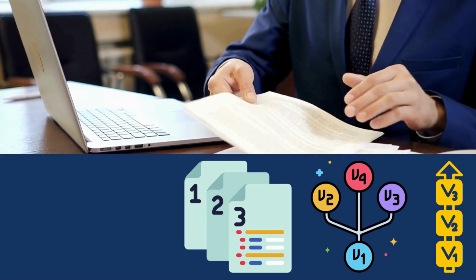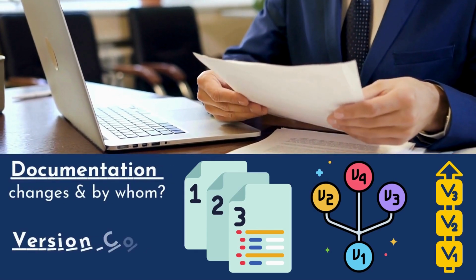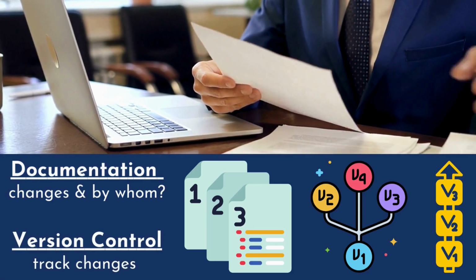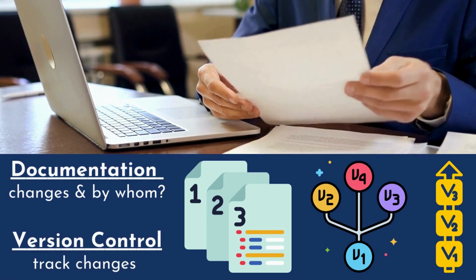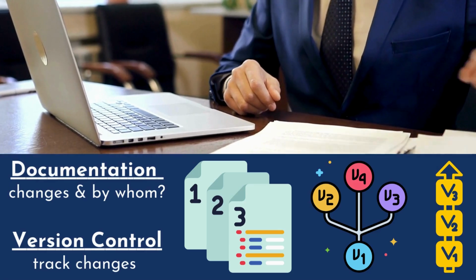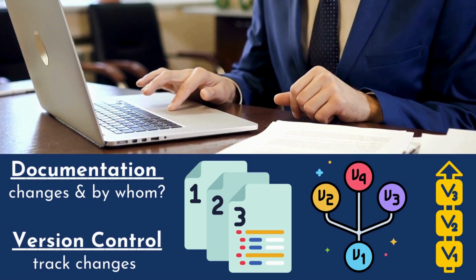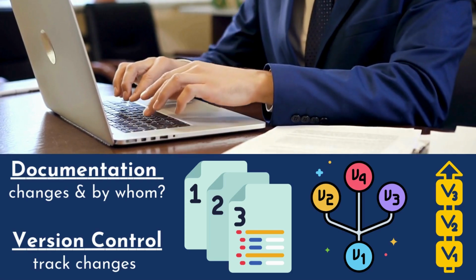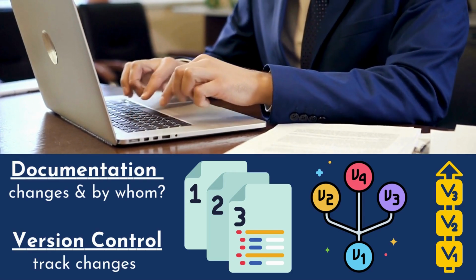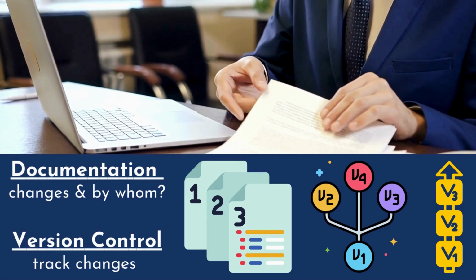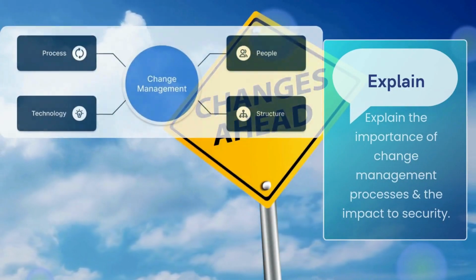Finally, documentation and version control are equally very critical. Documentation identifies the changes made and by whom, such as updating diagrams, updating policies and procedures, while version control tracks these changes to the documents and the projects. That's about it for Objective 1.3.